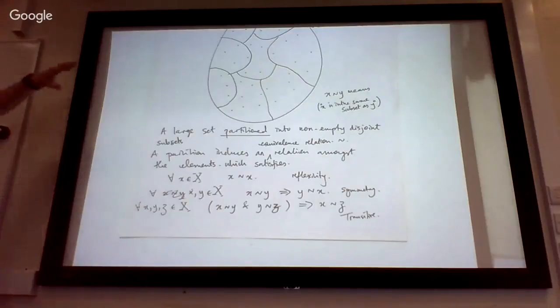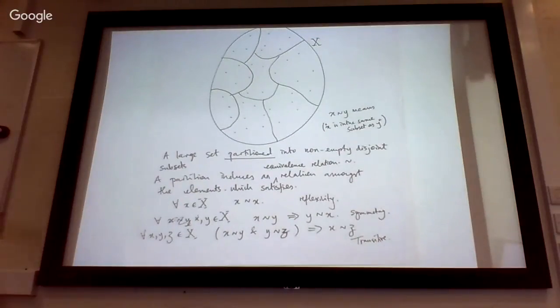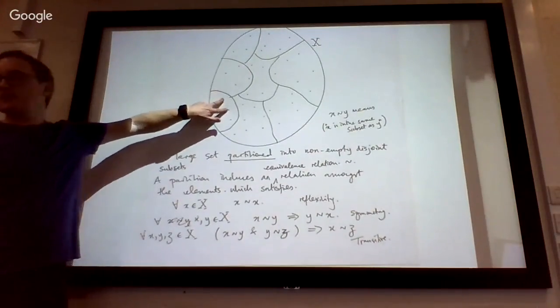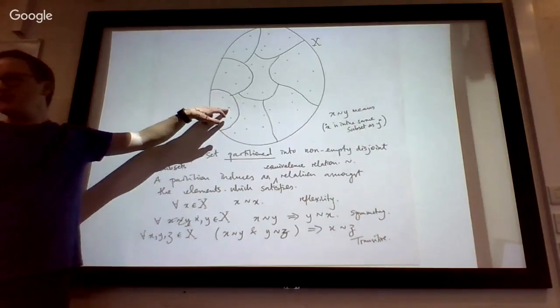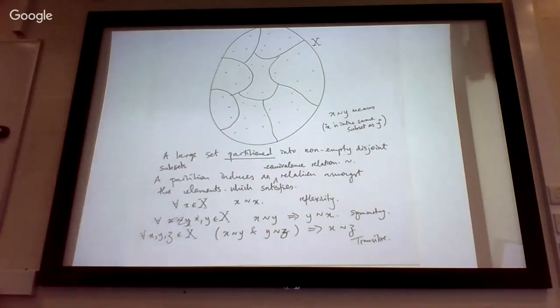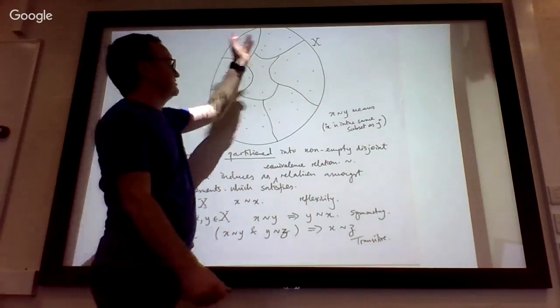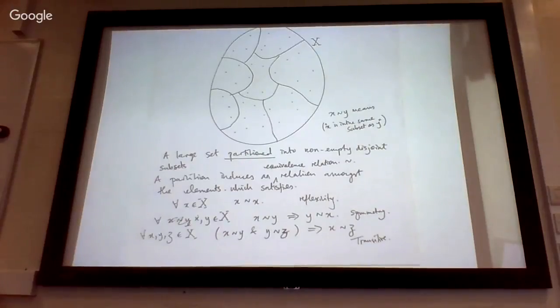And we can appreciate that the relationship induced by a partition satisfies that transitive property. I mean, if x and y are in the same subset, and there's another element that's in the same subset as y, well, it has to be the same subset that x was in originally. Okay, now that's very abstract, because we don't know anything about what this set is. It's just a set with elements in it, so it's not very meaningful at the moment.